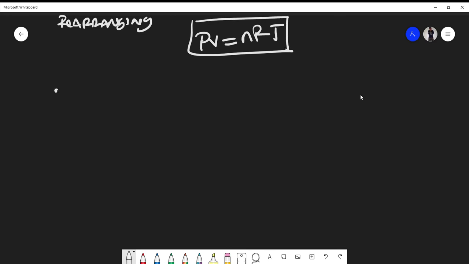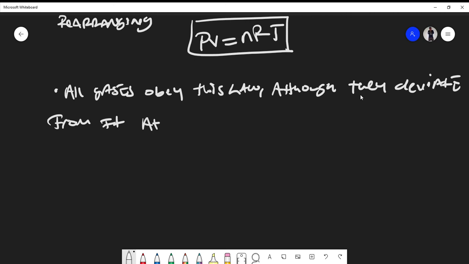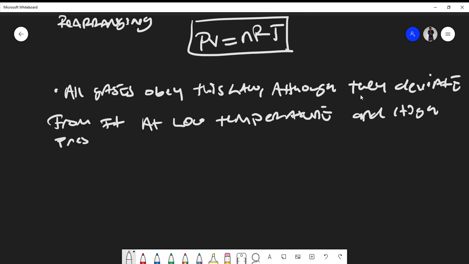Now, some thoughts on the ideal gas law, right? All gases obey this law, although we could say that they deviate. So all gases obey the law, although they deviate from it at low temperatures, this is important, and high pressures. Right? So we say that all gases must obey the ideal gas law. But again, if the pressure becomes too high or the temperature becomes too low, then the ideal gas law is kind of non-relevant at that point.